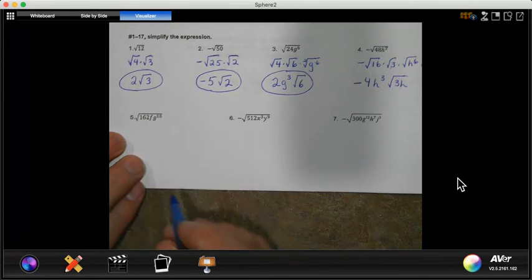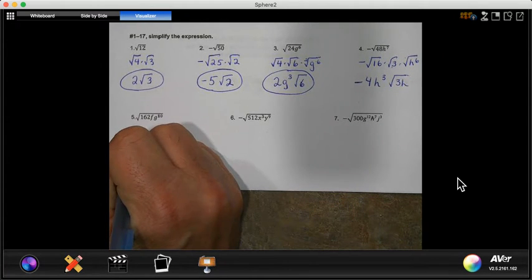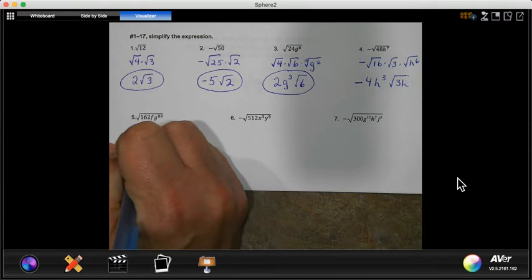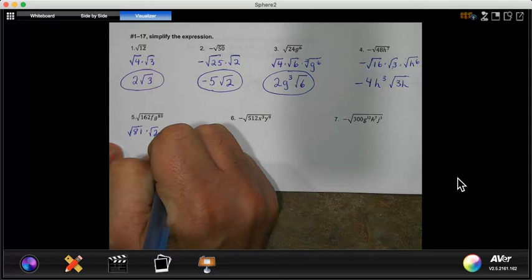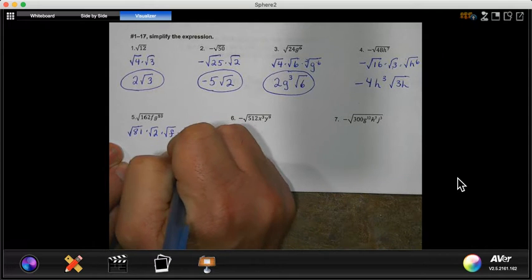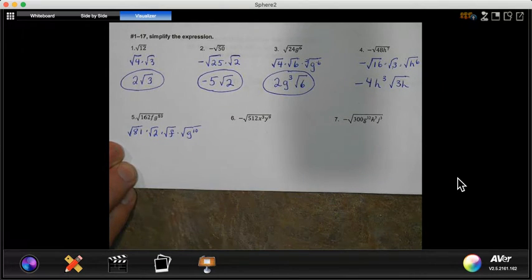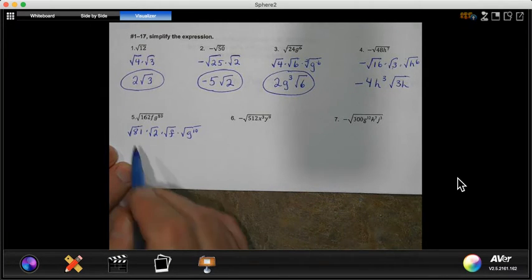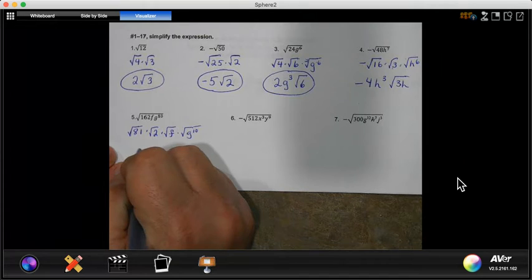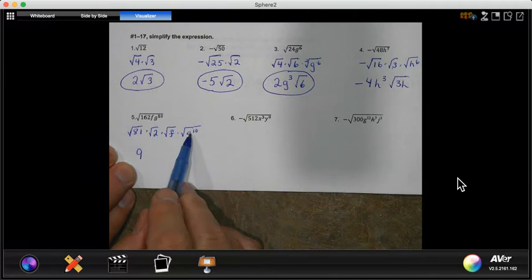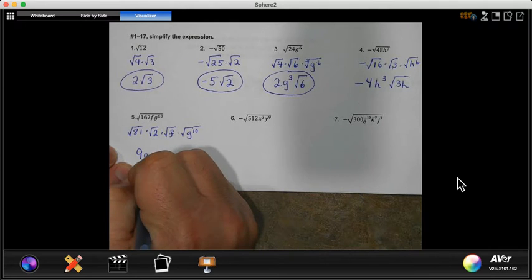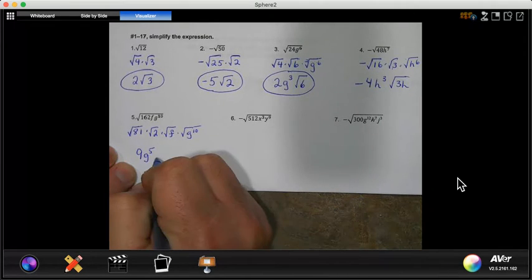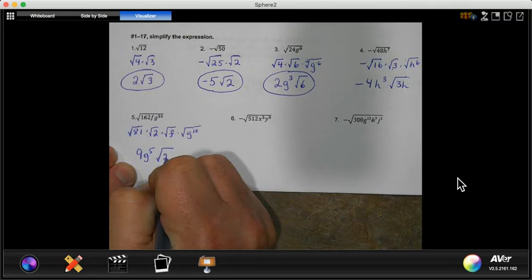Root 162, I'm going to break it apart as 81 times root 2 times root f times root g to the 10th. So you can break it apart. And then anything that is perfect can come out. Well, the 81 is perfect. Root 81 is 9. And I've got an even number of g's, so cut 10 in half. That gives me 5 g's out here, and then everything else is back under the root. So 2f.